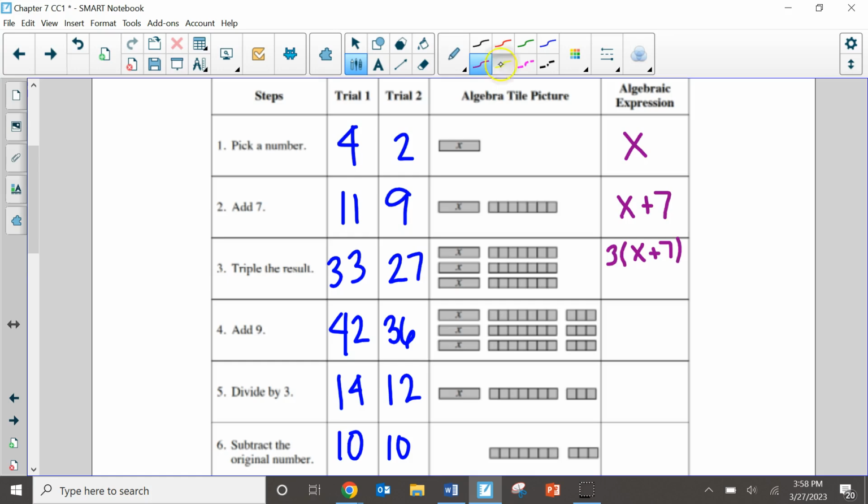You could also use the distributive property, and hopefully we remember what that is, but if not, you take what's on the outside of your parentheses and multiply it by all the parts on the inside. So I'm going to take this 3 and distribute it to my x, so 3 times x is 3x. Then I'm going to take my 3 and distribute it to my 7, so 3 times 7 is 21. So those are 2 different ways that you could write that.